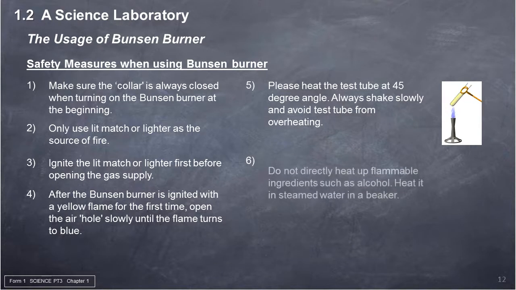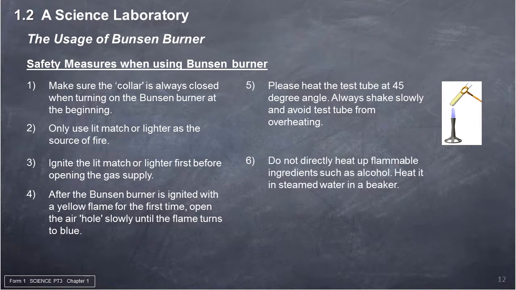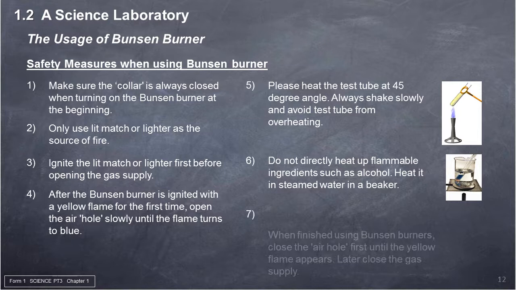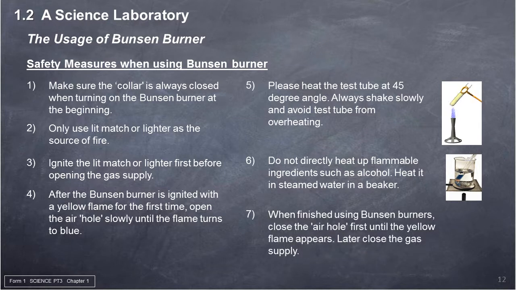6. Do not directly heat up flammable ingredients such as alcohol. Heat it in steamed water in a beaker. 7. When finished using Bunsen burners, close the air hole first until the yellow flame appears. Later close the gas supply.